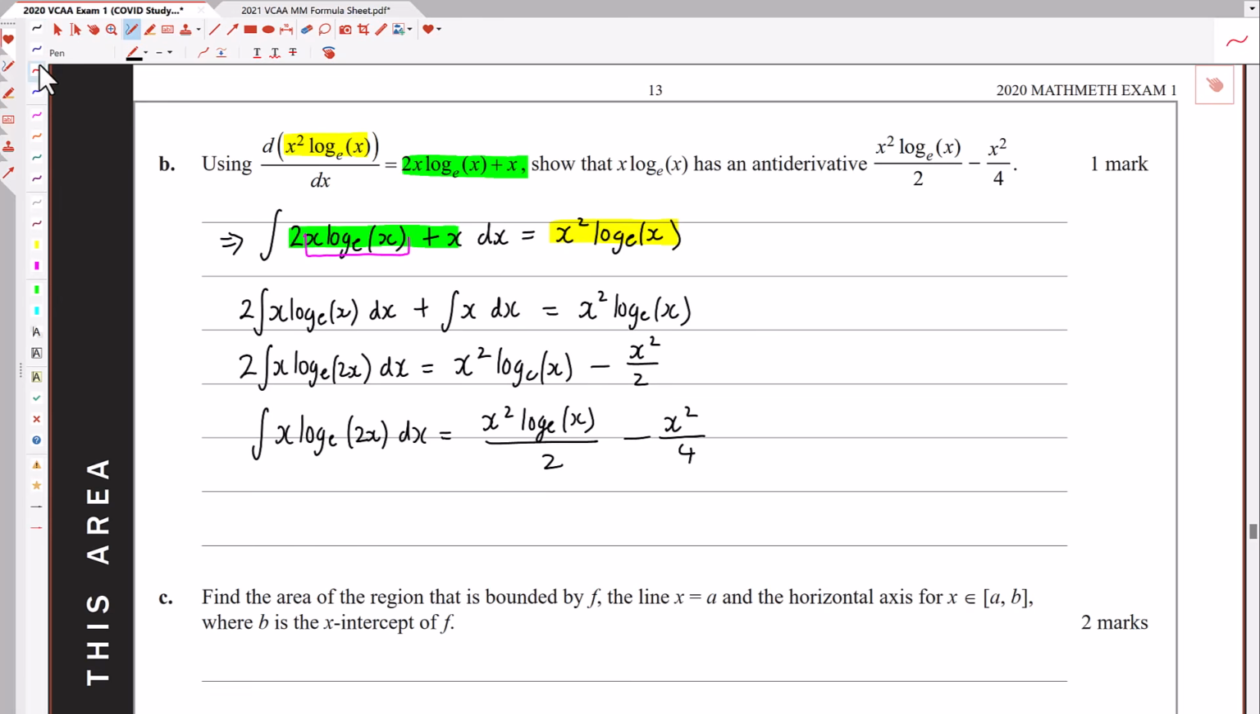So remember, the mark is for process, not for the answer. So reversing the derivative information and then showing that that can be manipulated to give the required answer.